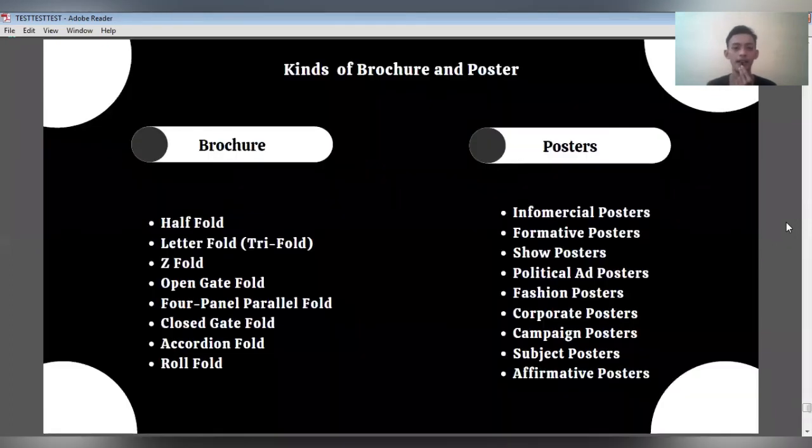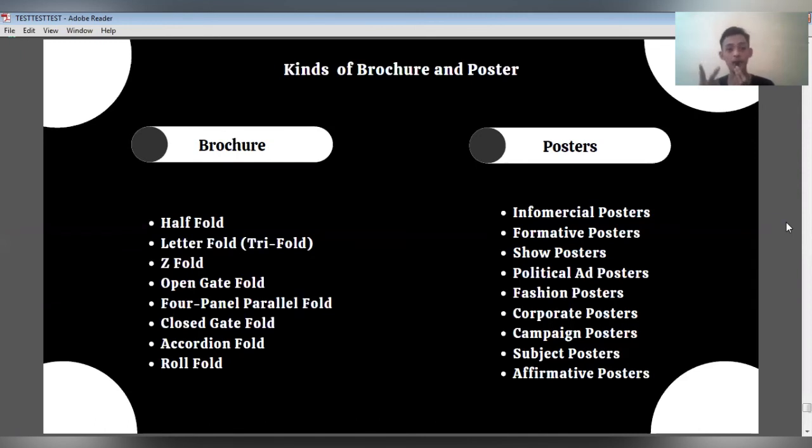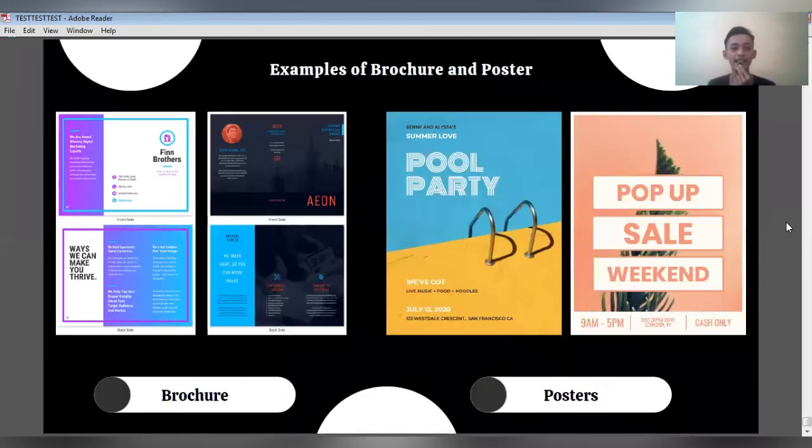These are the kinds of brochure and poster. Brochure: half fold, letter fold, gate fold, open gate fold, four panel parallel fold, closed gate fold, accordion fold, and roll fold. Poster: commercial poster, informative poster, show poster, political poster, fashion poster, corporate poster, campaign poster, subjective poster, and affirmative poster. And these are the examples of brochure and poster. You can see them on your display.